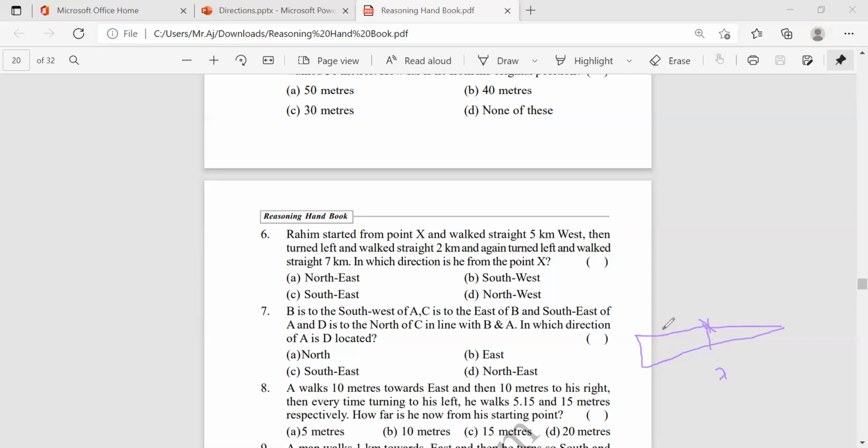So this is 5 and this is 5. So this is 2, and this will be this 2. So root of 2 square plus 2 square. That is 4 plus 4, 8. And in which direction from here? Now this one is there. Then it is northwest.